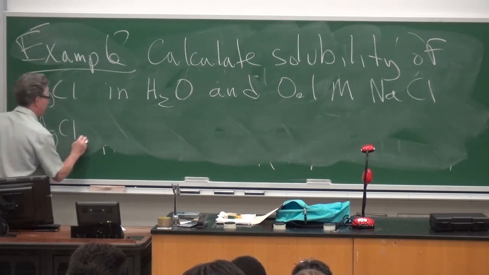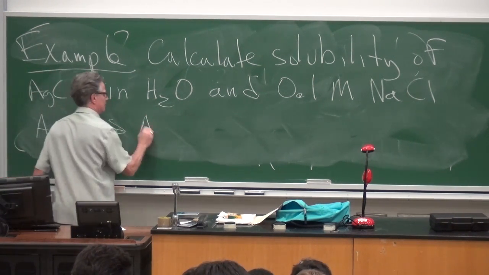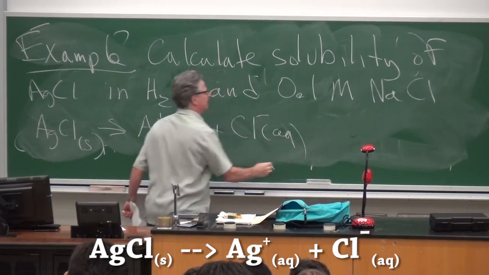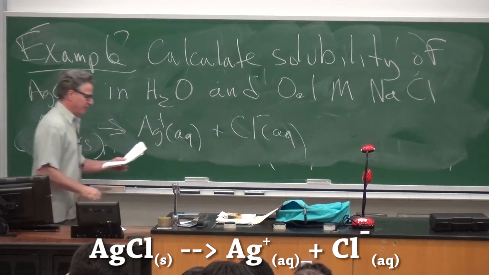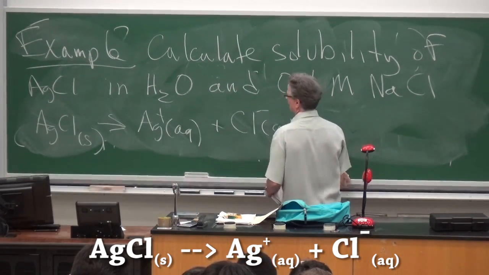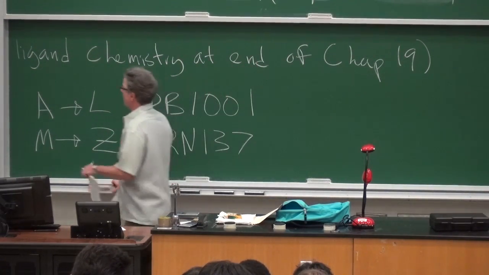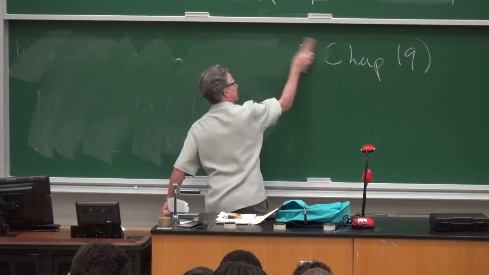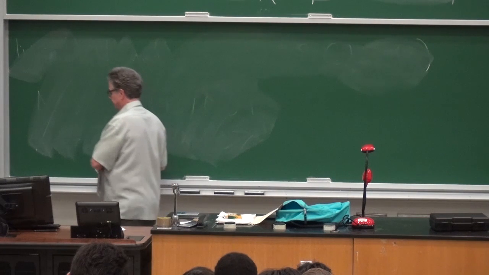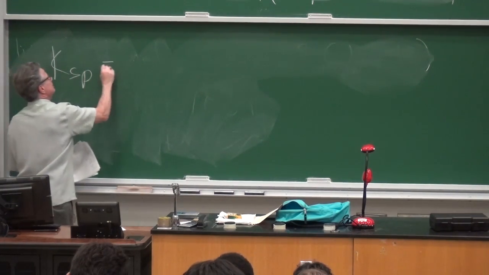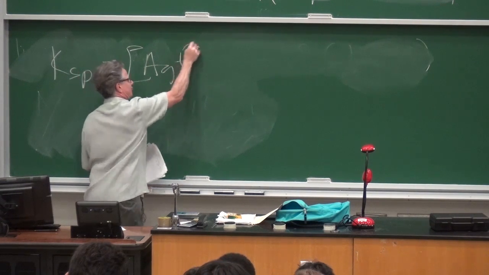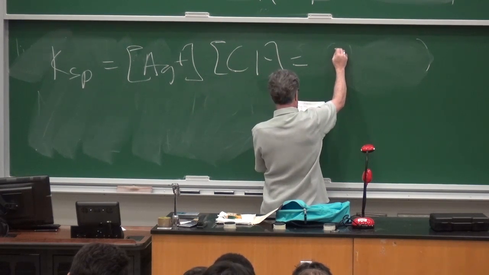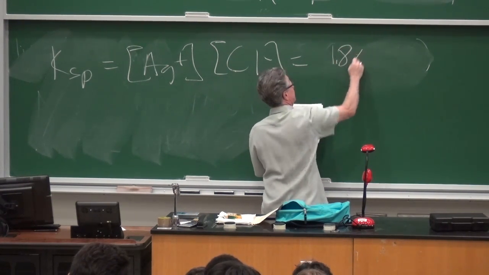We say for either one, that's the reaction that we're dealing with, that tiny little bit of dissociation of that stuff. How do we know it's a tiny little bit? Well, the KSP is a tiny number. So we write KSP is the equilibrium concentration of silver times the equilibrium concentration of chloride, and that is 1.8 times 10 to the minus 10.